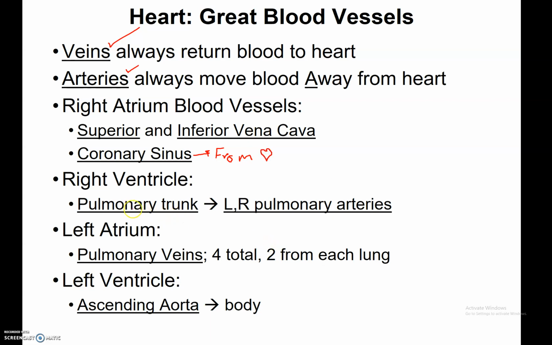The right ventricle branches out to the pulmonary trunk, the right and left pulmonary arteries. The left atrium, the pulmonary veins, and the left ventricle, the ascending aorta.